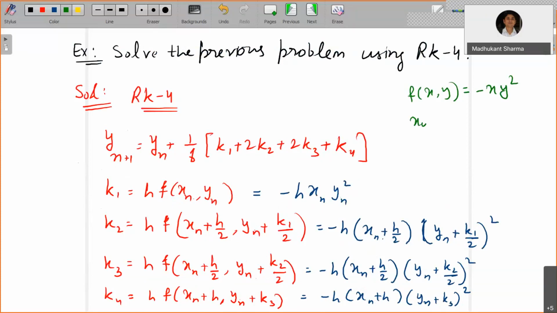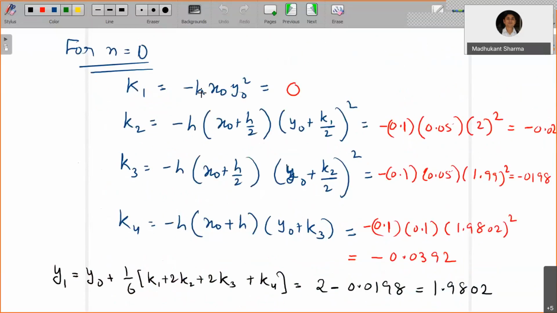Recall that x0 is 0, x1 is 0.1, x2 is 0.2, and so on. And h is 0.1, recall from the previous problem, and y0 is 2. So if we do that, the k1 value is obtained as 0, k2 value is minus 0.02, k3 value is simplified by using the calculator, minus 0.01998, and k4 is this. And then if you substitute, it is 1.9802. This exactly matches to 4 decimal places.